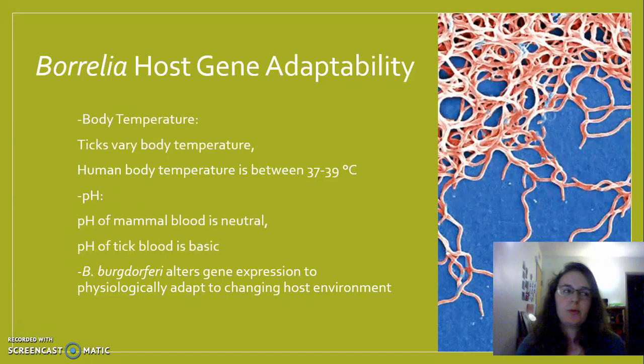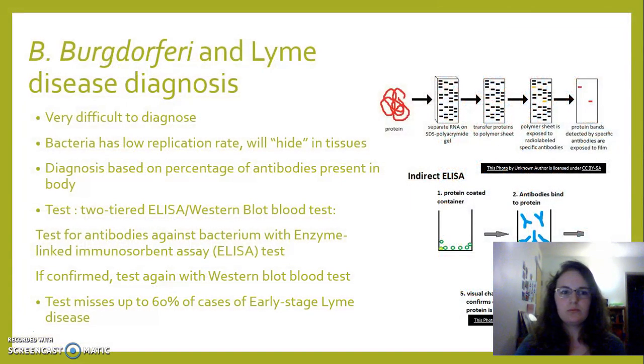However, when they haven't fed, or maybe when they've fed on something like a reptile, it's not going to be as warm. So the bacteria has to adapt to this changing temperature. As well, with pH, human blood, or mammal blood, is neutral, whereas tick blood is basic. So again, the bacteria actually has to physiologically alter its gene expression in order to adapt. And this is really interesting, and part of the reason this bacteria is so difficult to get rid of, as I'll go into more later.